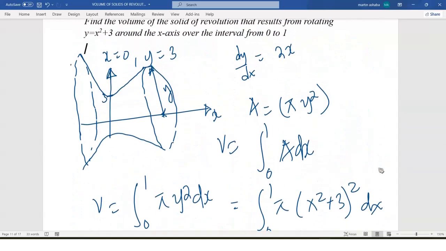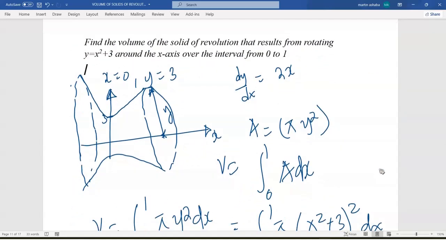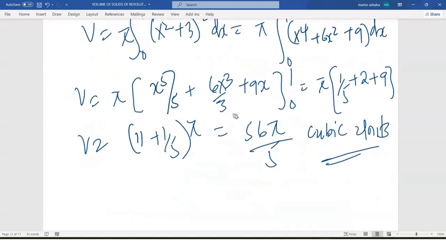So we must understand how to get the radius which is y, and that radius is always going to be the function which is given, for example in this case x squared plus 3. That's what you square, you multiply by pi. If you integrate that, you'll be able to get the volume between the limits that have been given to you. So that's how we can get that volume.